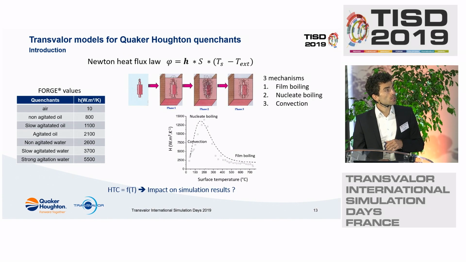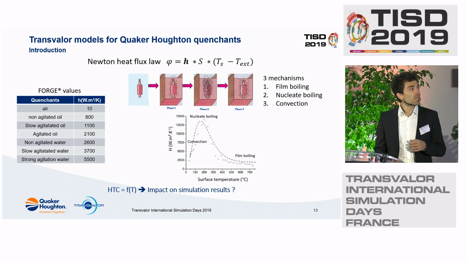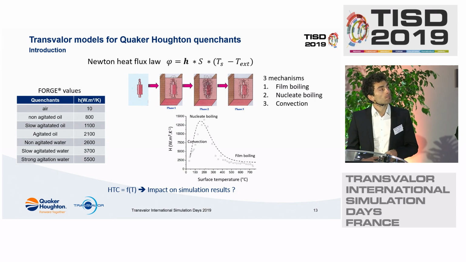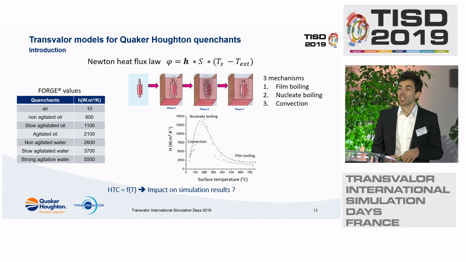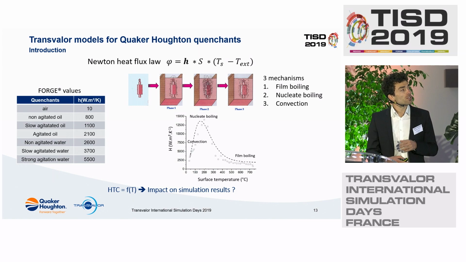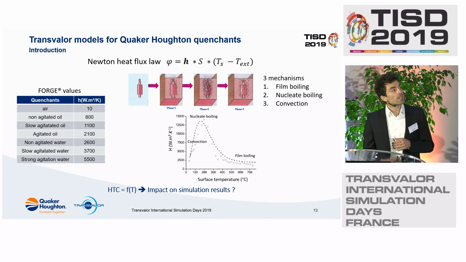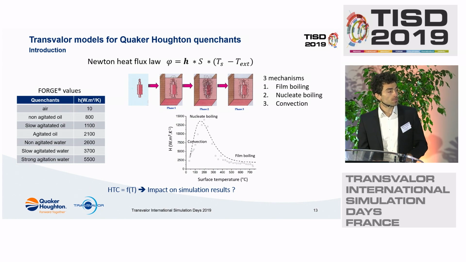But if we look at what happens during the quenching of hot billet, we see three phenomena at the surface. First, at high temperature, we have a vapor film which reduces the exchange at the surface. Then at intermediate temperature, we have a strong convection and the exchange increases drastically. And finally, at a low temperature, exchange reduces once again.